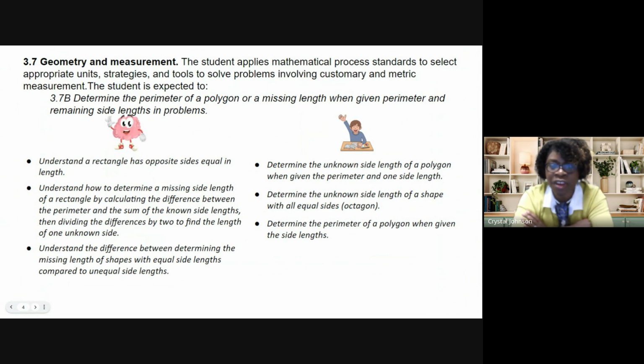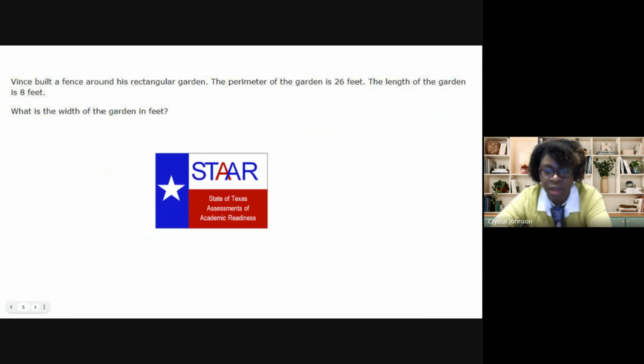Students will demonstrate the understanding by being able to determine the unknown side length of any polygon, especially when the polygon has unequal sides, when they are given the perimeter and some of the side lengths. They should also determine the unknown side length of a shape with all equal sides, once they're given the perimeter. And then determine the perimeter of a polygon when given the side lengths. So there are several things we want to make sure they can do to demonstrate successful understanding of this particular TEK. So let's look at that problem I talked about in STAR.